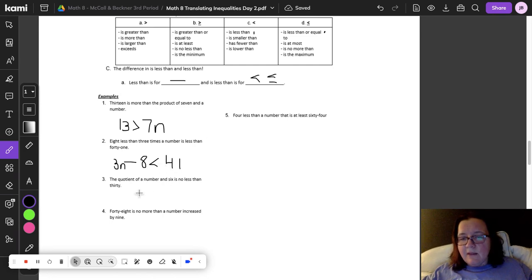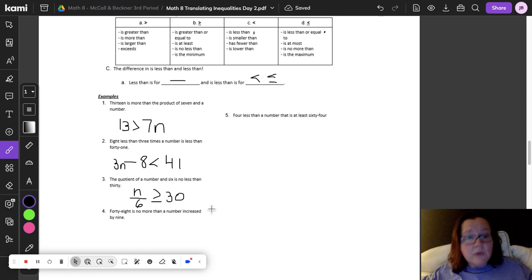Okay. Number 3, the quotient of a number and 6 is no less than 30. So we know that quotient means we're going to divide. The quotient of a number and 6, remember we can write this like this, we don't have to use a division symbol. The quotient of a number and 6 is no less than, so let's look up here, no less than means we're going to do greater than or equal to 30.